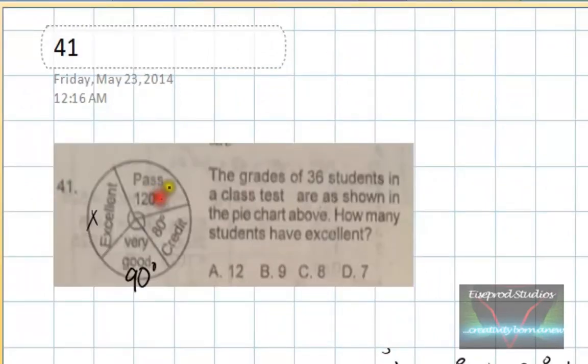Question 41 gives us a pie chart. The measurements are 120, 80, and 90, and then this last one we don't know. And they want to know how many students have excellent. So I want to point something out. Just because this says 120 degrees, that does not mean that there's 120 students that passed, because you only have a total of 36 students to work with. So that'll come back in later.